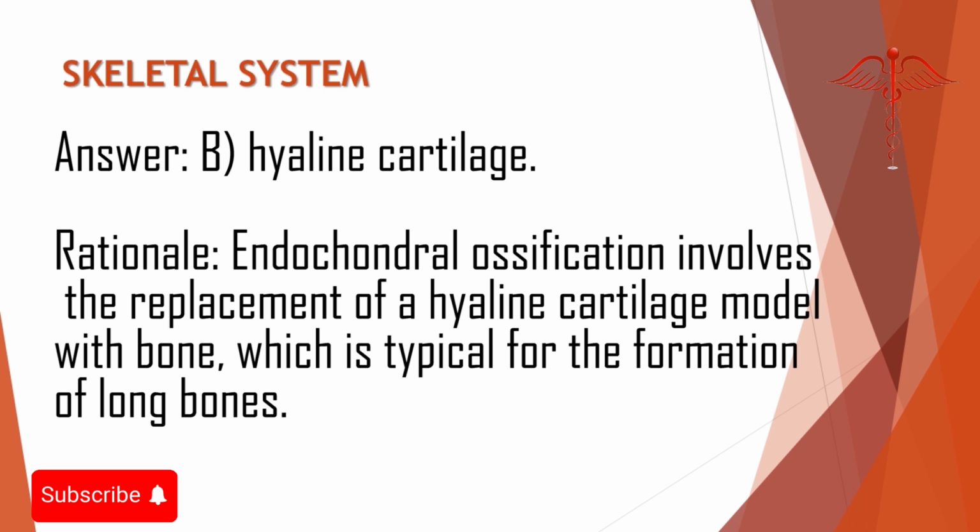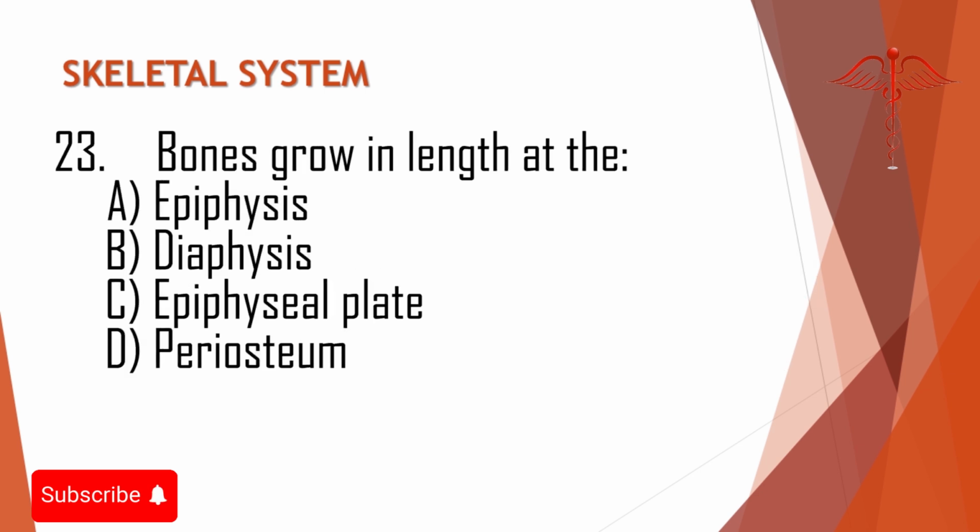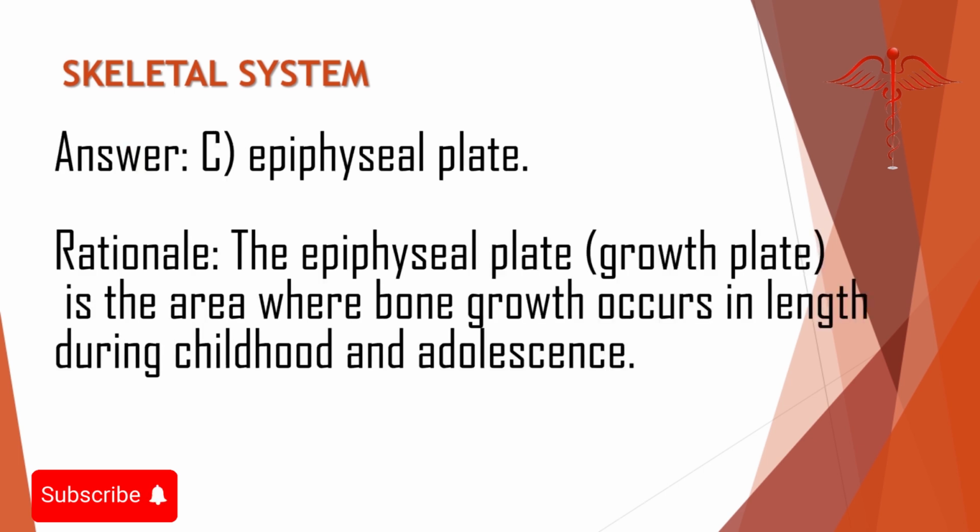23. Bones grow in length at the A. Epiphysis, B. Diaphysis, C. Epiphyseal plate, D. Periosteum. Answer: C. Epiphyseal plate. Rationale: the epiphyseal plate, or growth plate, is the area where bone growth occurs in length during childhood and adolescence.